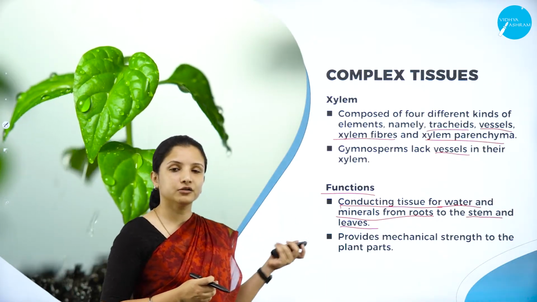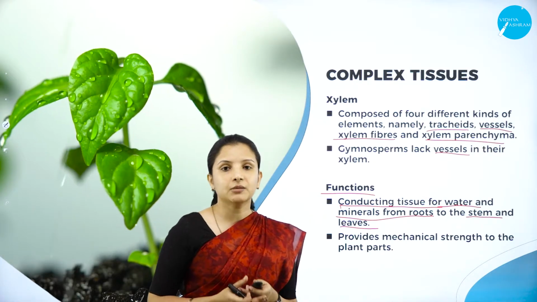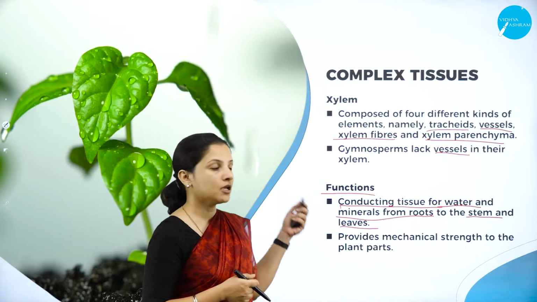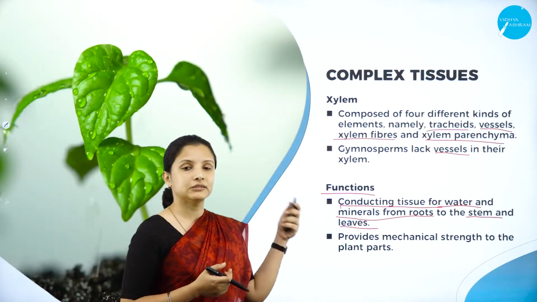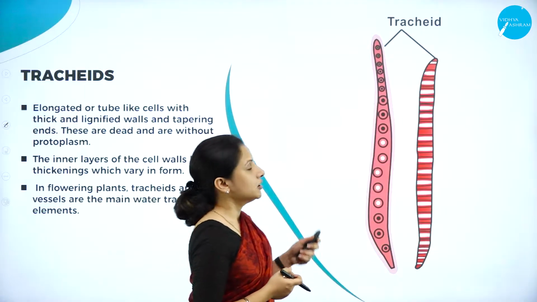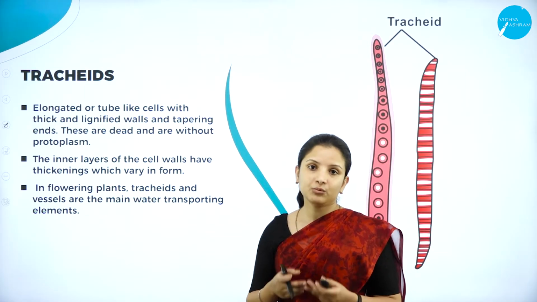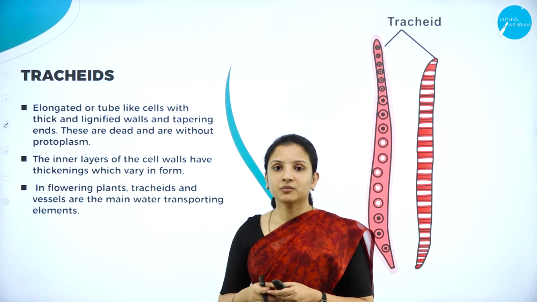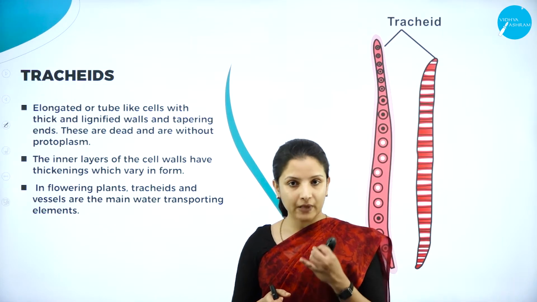Next, they also provide mechanical strength to the plant part. So xylem also provides mechanical strength. Why? Because xylem has xylem fibers in it. These xylem fibers are the ones which usually provide the mechanical strength to the plant body. So these are the functions of the xylem. Next we shall study the elements of xylem one by one. I told you the elements of xylem: they are tracheids, vessels, xylem fibers and xylem parenchyma.